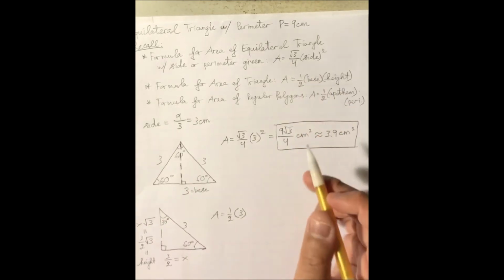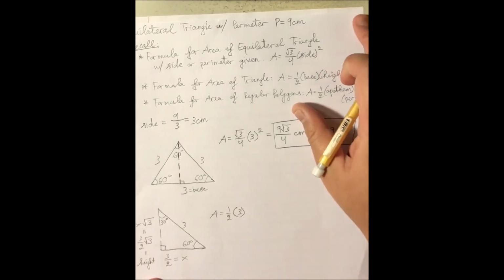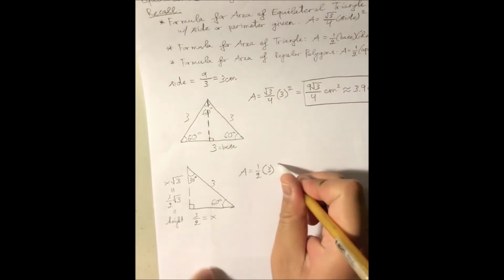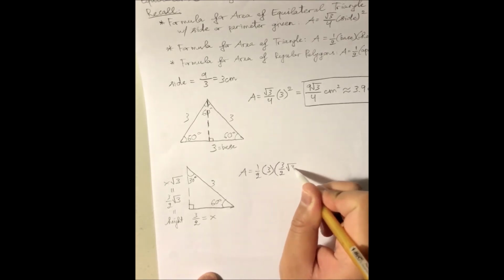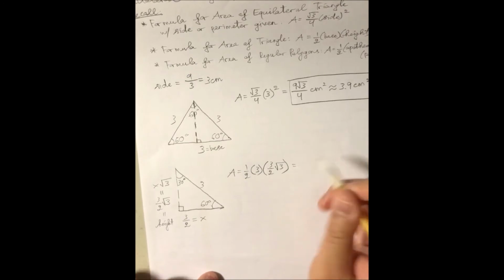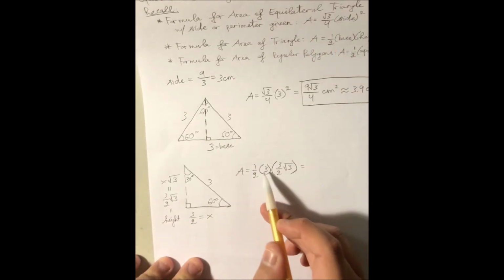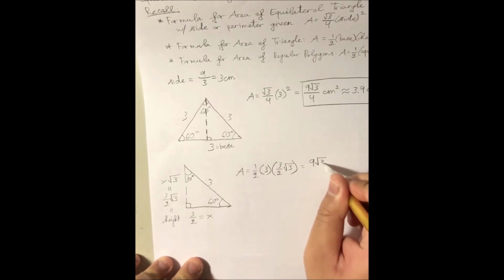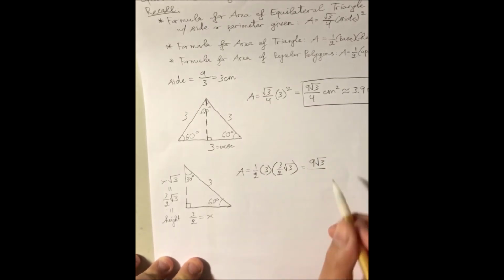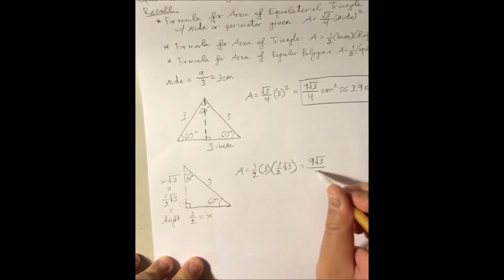And we multiply by the height, but the height is here, as you probably have seen. So the height is 3/2 times square root of 3. So that's going to give us what? Well, let's see. 1 times 3 times 3 is going to give us 9. Keep the square root of 3. And then 2 times 2, that's going to give us 4.